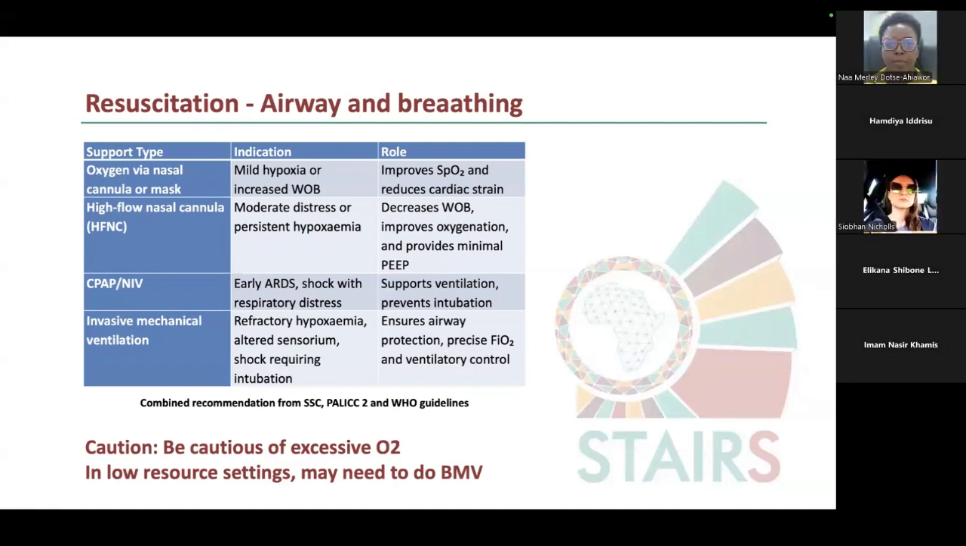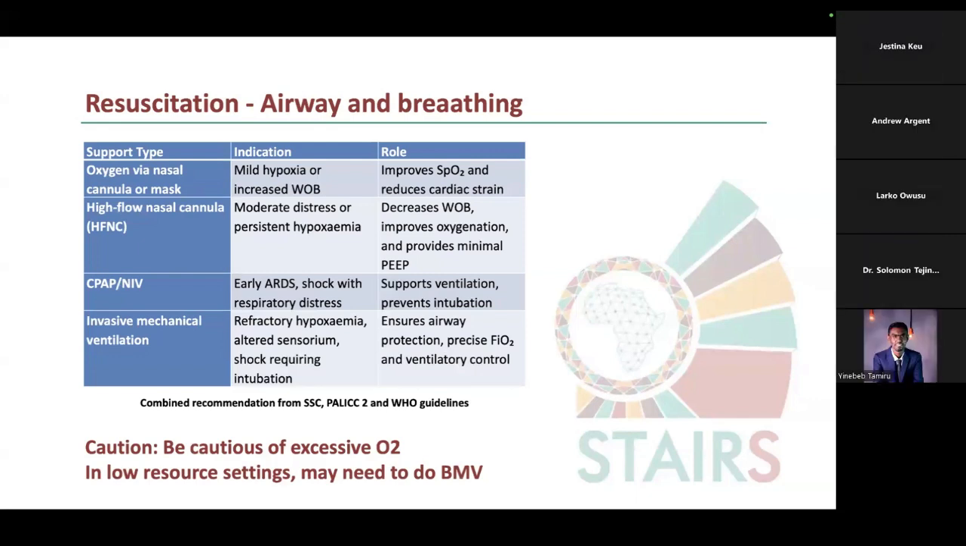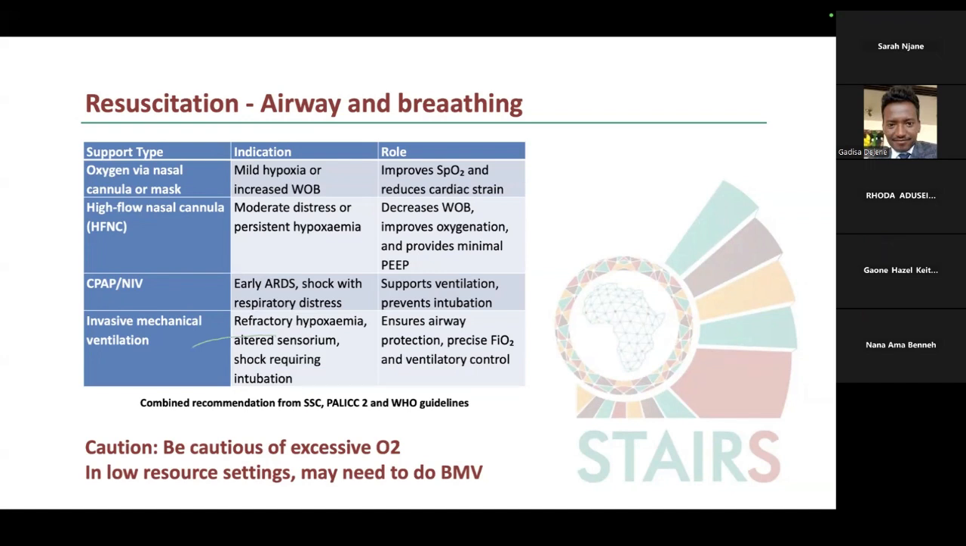I must, however, caution two things. You want to be very, very careful giving excessive oxygen, as our septic patients already have elevated levels of inflammation ongoing in their body. If you give too much oxygen, then what you're trying to do is amplify formation of reactive oxygen and nitrogen species. And that in the long term may be harmful to the patient and may give you poor outcome.